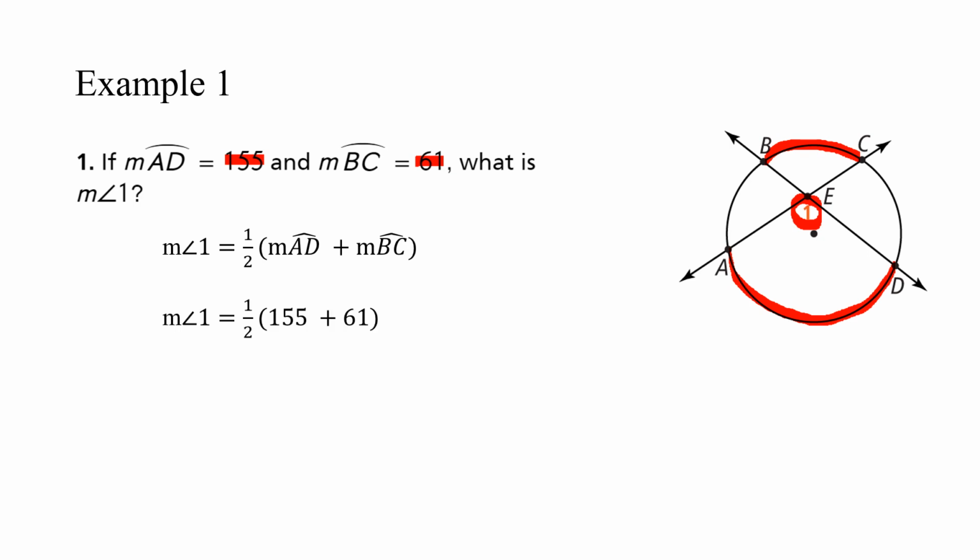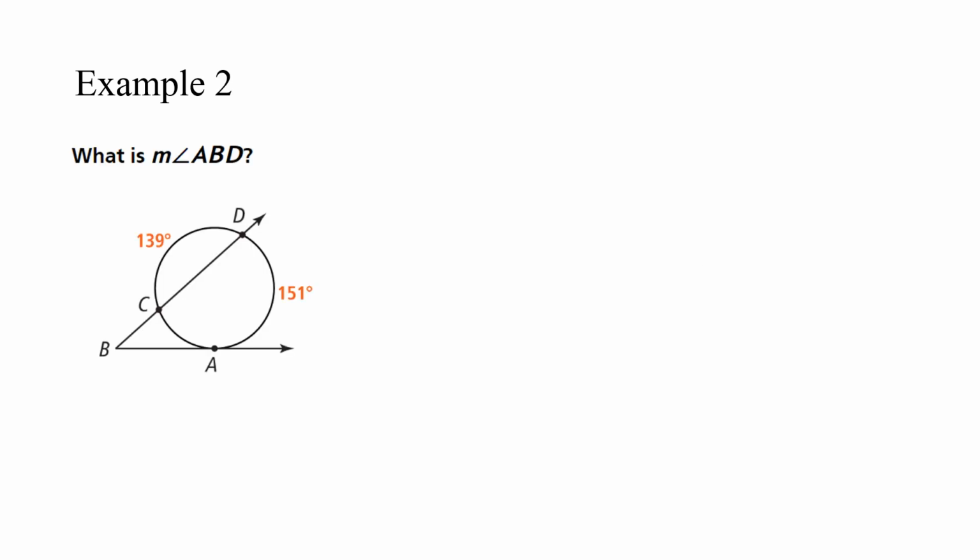From the problem, I'm told that the measure of arc AD is 155 and the measure of arc BC is 61. So 155 plus 61 gives me 216. And then 216 times 1/2, or 216 divided by 2, gives me 108. So the measure of angle 1 is going to be 108 degrees.